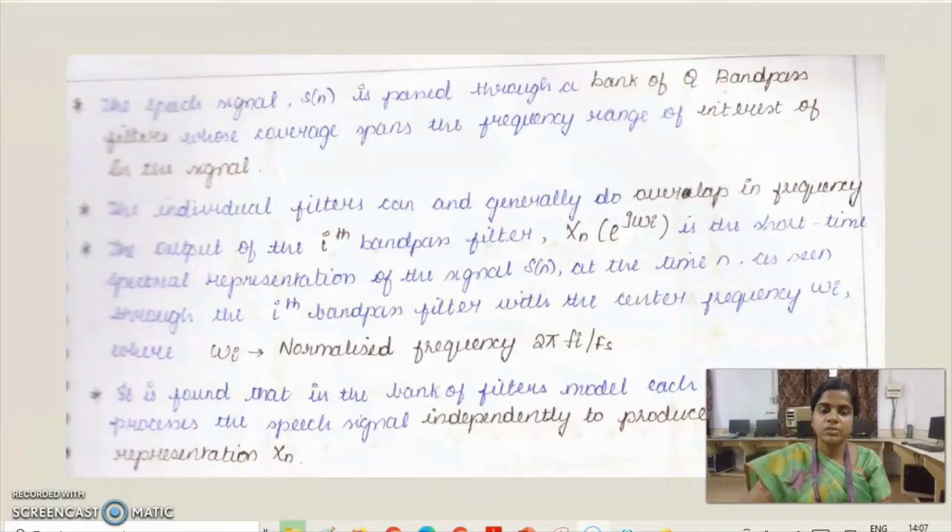The speech signal is passed through the bank of Q bandpass filters, and they have their own span of frequency range. The individual filters tend to be overlapping in frequency response so that we do not lose any speech segment. The output of every bandpass filter is taken, normalized, and then plotted. We assume that the filters are independent of each other and the representation of every filter bank output is made independently.